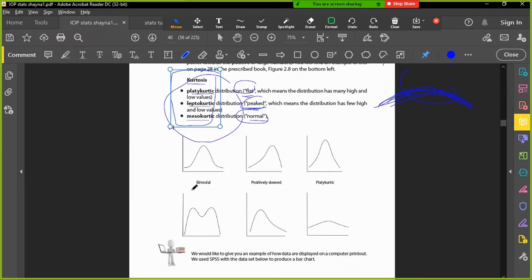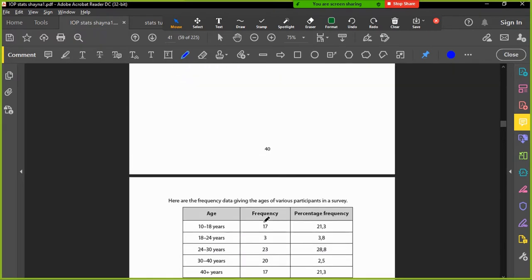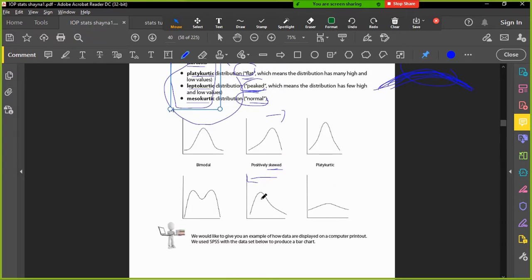Then there's the skewness. Positively skewed means skewed in that direction. This would be negatively skewed, skewed in the other direction. They didn't label this, but they should have. That's positively skewed and that's negatively skewed. Does that make sense? Yes, thank you.